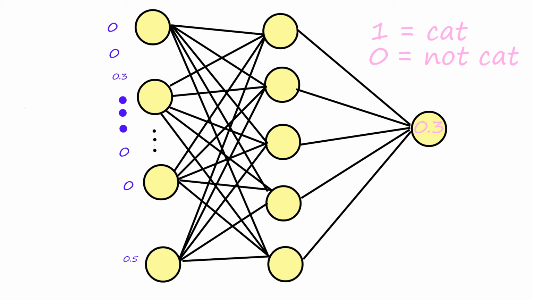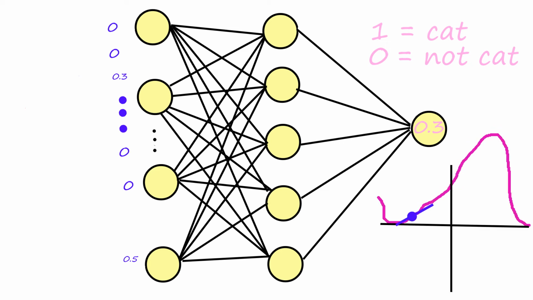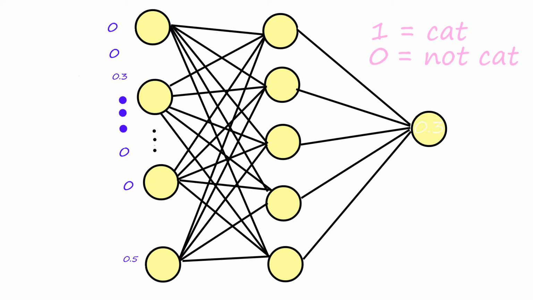This is not very good, but now we calculate the derivative of the loss function and update our weights and biases. If we do this for hundreds of images, our model does much better. If we plug in our image again, it predicts a 93% chance it's a cat. This is much better.